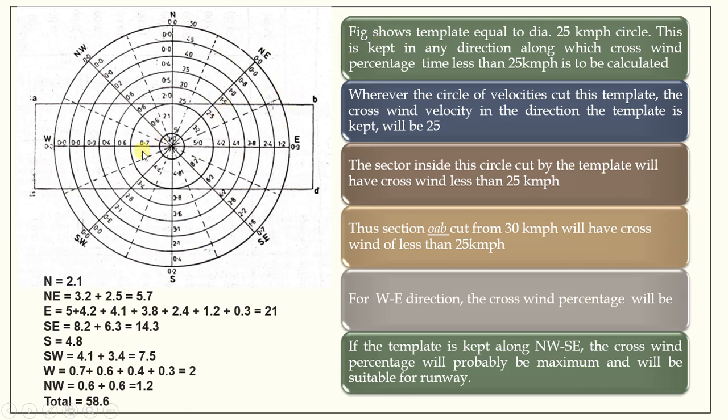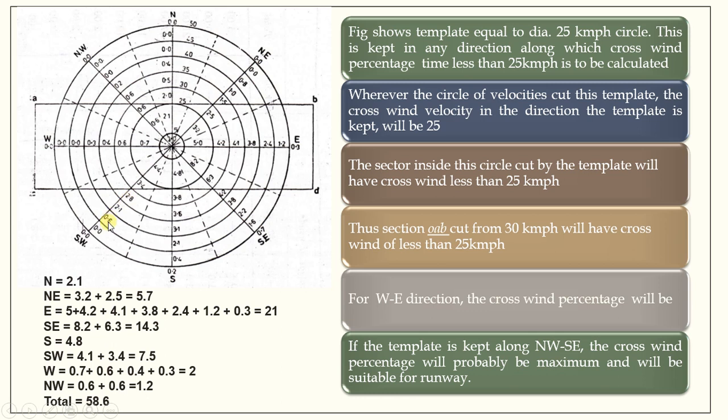This shows a template, or you can say a tracing paper, equal to a 25 kilometer diameter circle. This is the 25 kilometer circle. It is kept in any direction along which the crosswind percentage time, for less than 25 kilometers, is to be calculated. Here in this case we kept it towards west and east.